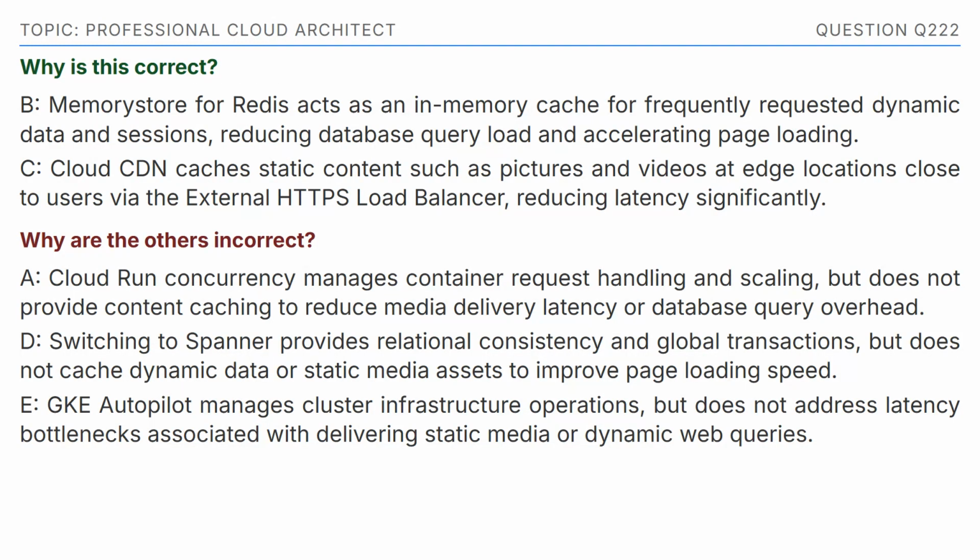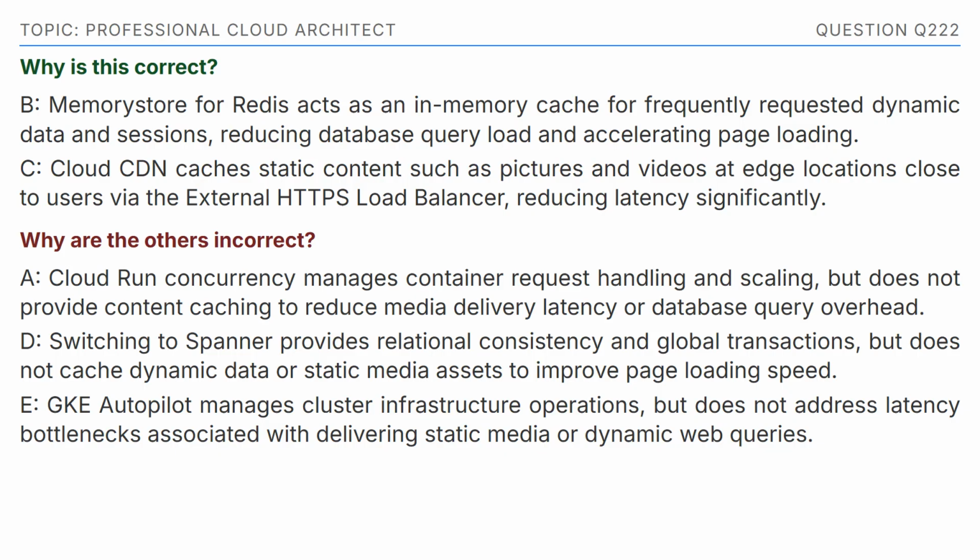Why is this correct? B. Memorystore for Redis acts as an in-memory cache for frequently requested dynamic data and sessions, reducing database query load and accelerating page loading. C. Cloud CDN caches static content such as pictures and videos at edge locations close to users via the external HTTPS load balancer, reducing latency significantly.